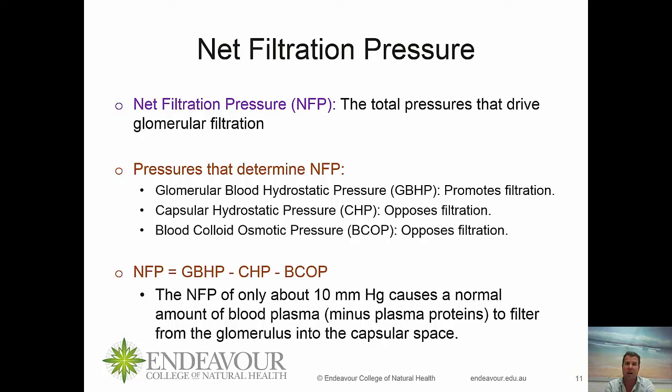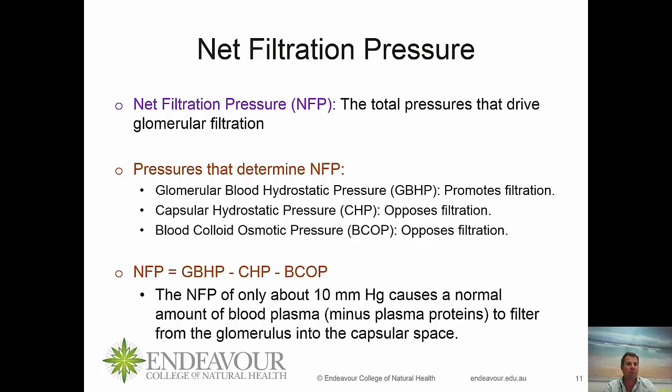So they oppose filtration. Either way, we know we have a net filtration pressure, which is positive. So that's this last thing here, net filtration pressure, or NFP. The hydrostatic pressure is the largest pressure that promotes filtration. But we've got to subtract the capsule hydrostatic pressure and also the colloid osmotic pressure. And whatever the difference is, that's what we're left with. And it turns out that it's about the equivalent of 10 millimeters of mercury.